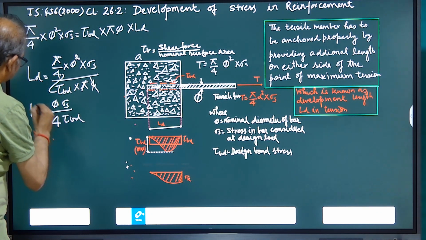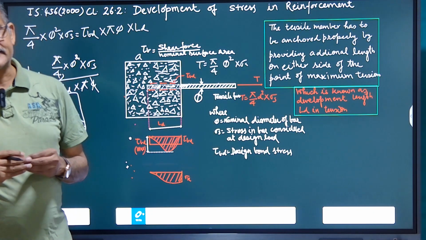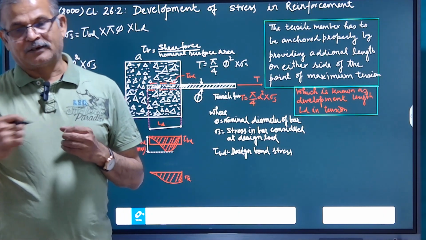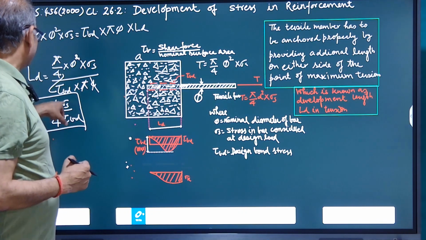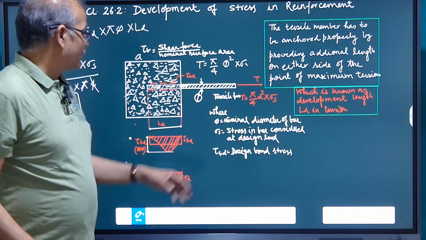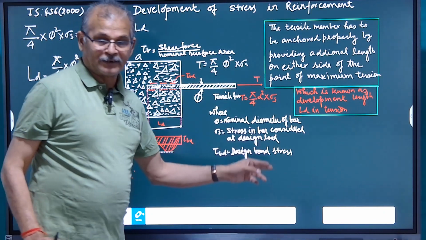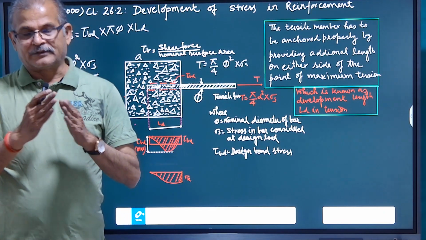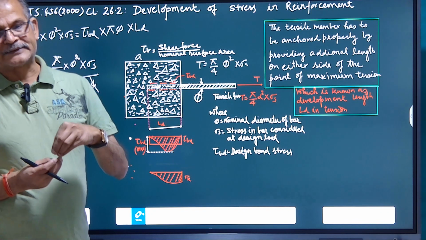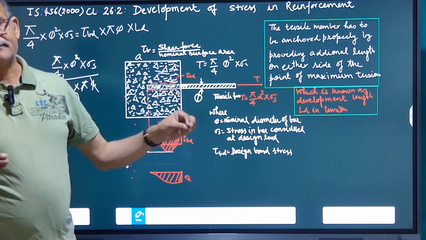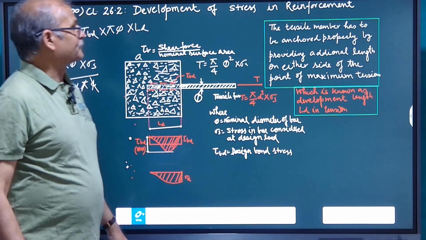So the development length required to keep this steel inside the concrete without failing, without slipping, is LD equal to phi into sigma s upon 4 tau bd, where phi is the nominal diameter of the bar, and sigma s is the stress in the bar considered at design load. Whatever the design load is, if it is UDL, point load, or whatever load is coming at that particular section, how much stress has developed, and then how much length of bar will be required to resist slipping out. Then tau bd is the bond stress.